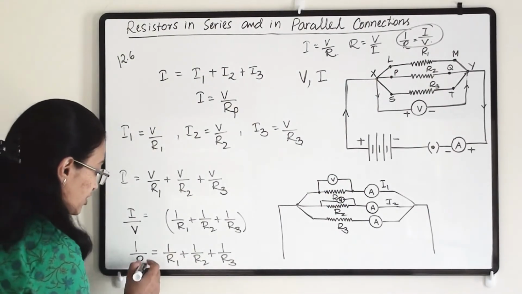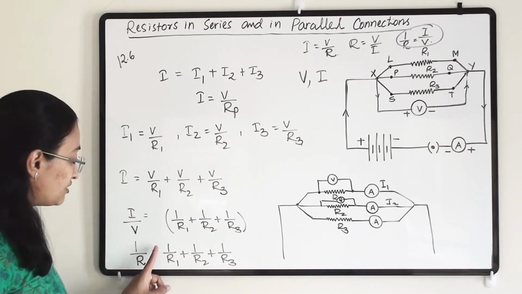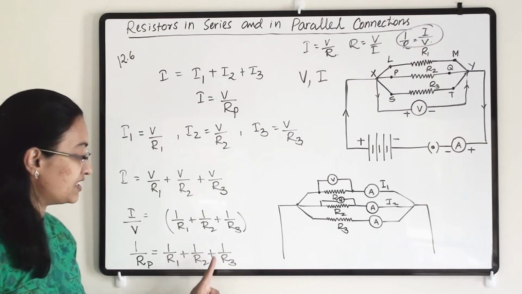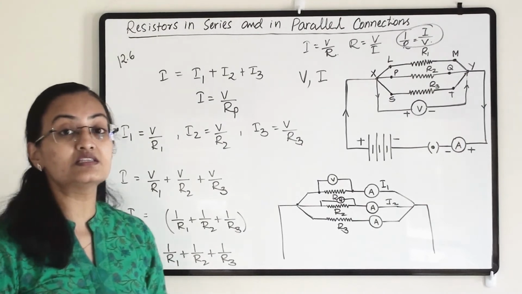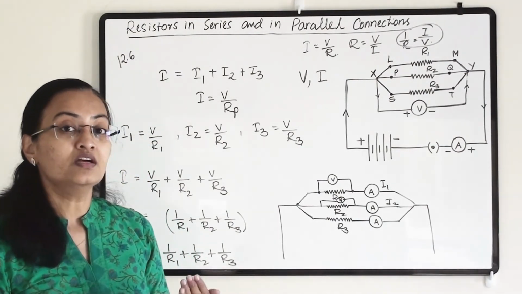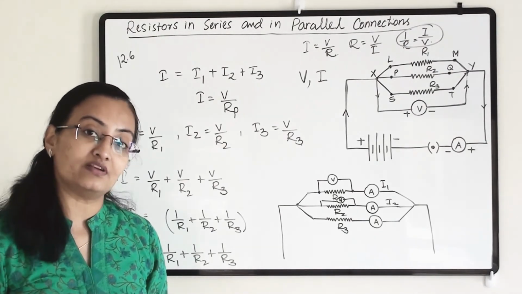Here I am going to write Rp: 1 divided by Rp equals 1 divided by R1 plus 1 divided by R2 plus 1 divided by R3. And it is going to reduce the resistance effectively because they are in the denominator, and whenever numbers are in the denominator, the value will reduce drastically.